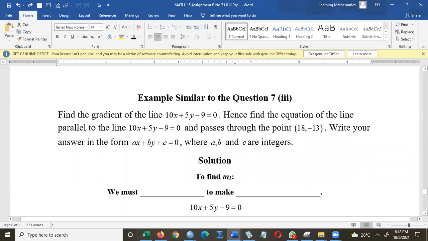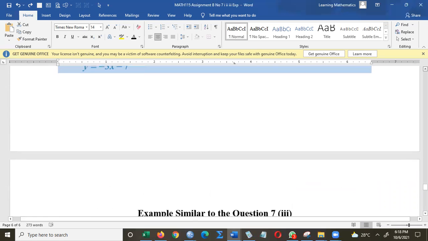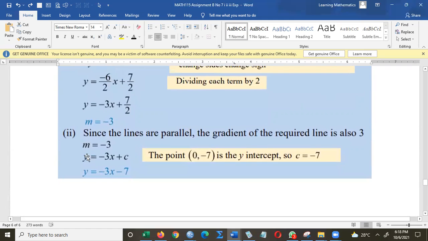All right, as you can see, this also asks to write it in the form ax plus by is equal to c, but the example left it like that. To do that, they would have to transfer the minus 3x across, it becomes a positive, leave the negative 7, so it will be 3x plus y equals negative 7. That's what it would have been.